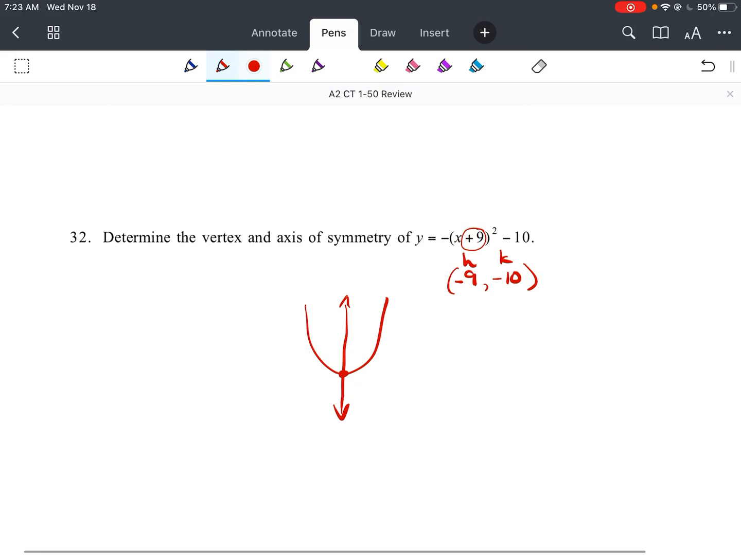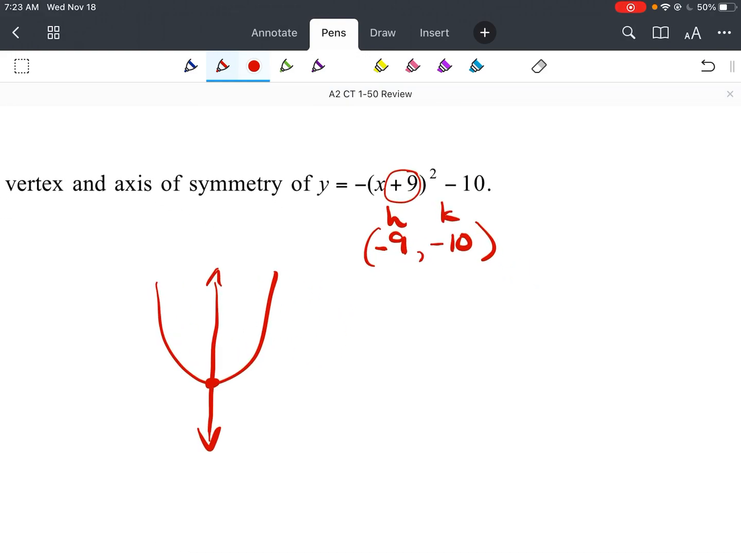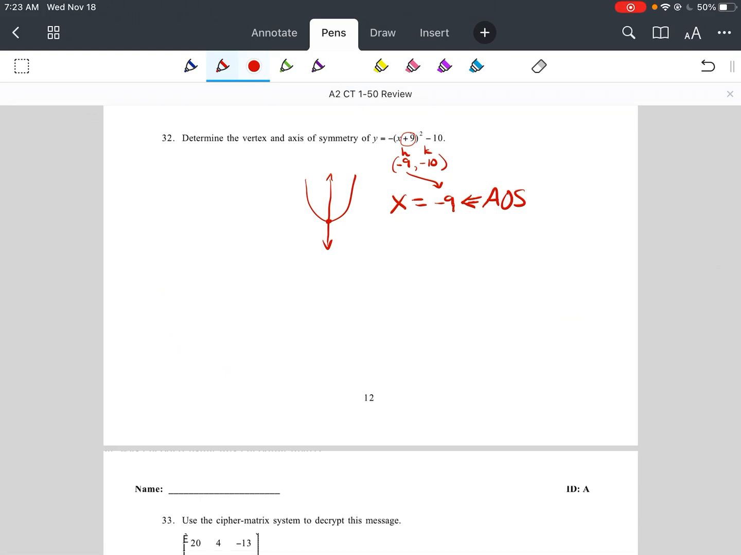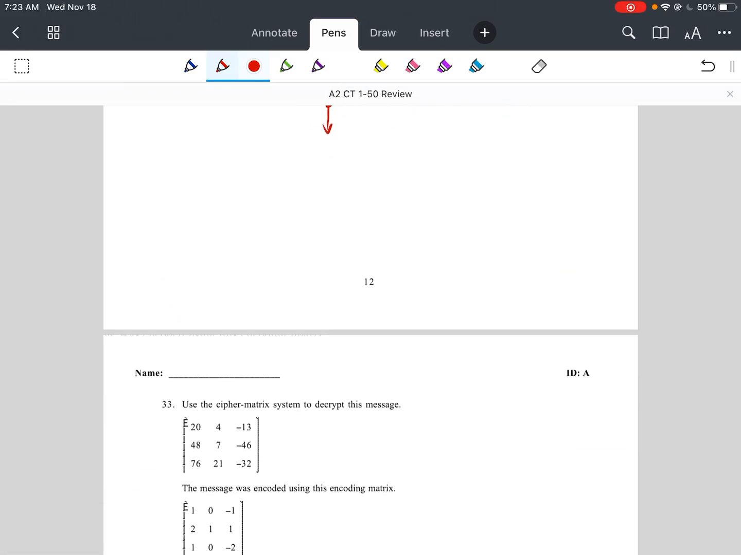So AOS is always, actually it's an upside down parabola, but it doesn't matter. It's always the value of x right there. So it's just going to be, remember every vertical line is x equals something. Well, x equals negative 9. This is the AOS, axis of symmetry. Fun. All right, let's keep it rolling.